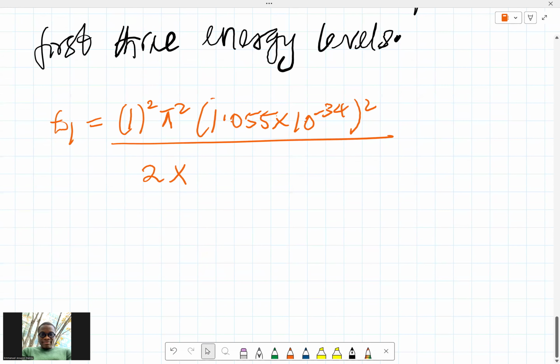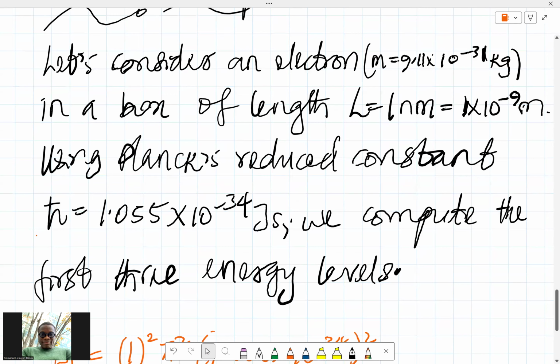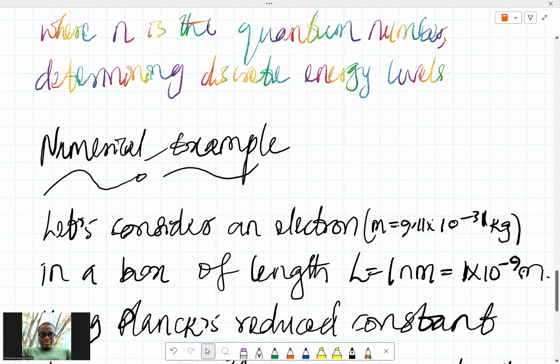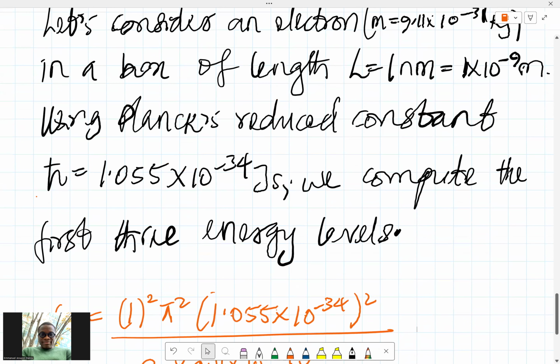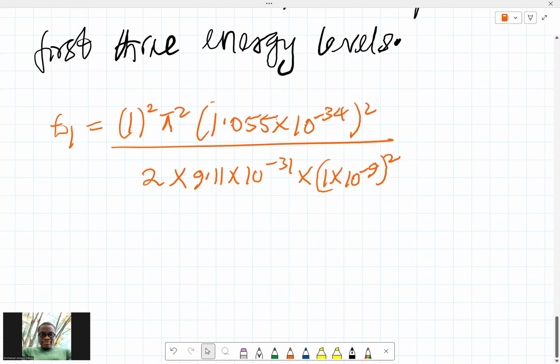Times L squared, where L is 1 times 10 raised to minus 9 meter, all squared. So if we compute this, E1 is approximately 6.02.